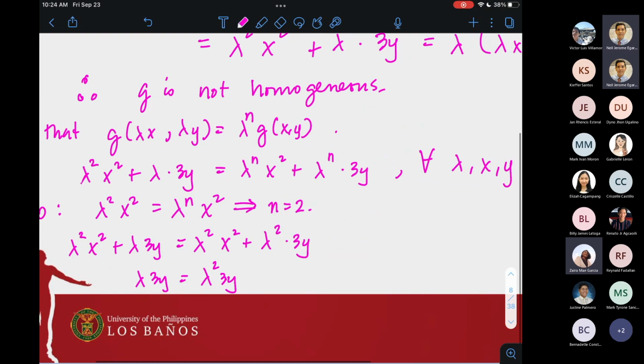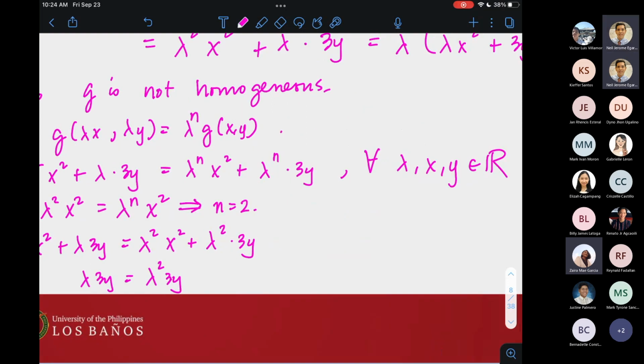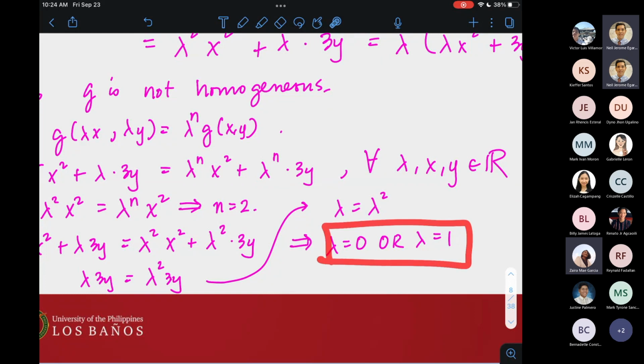But I can divide both sides by 3y. So this means lambda equals lambda squared. But the equation lambda equals lambda squared is true only when what? This is true only when lambda equals 0 or lambda equals 1. Kasi kung siya ay homogeneous, siya dapat ay homogeneous of degree 2. At kung siya ay homogeneous of degree 2, nakita natin dito na si lambda dapat ay equal kay 0 o kaya equal kay 1. Okay?